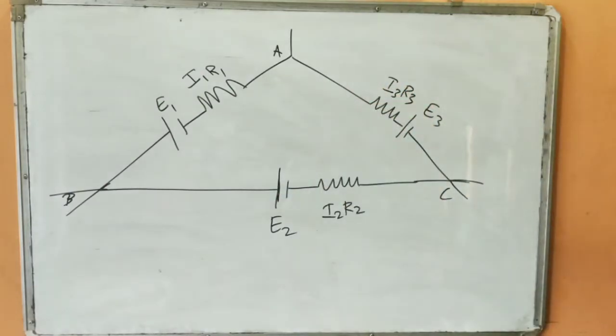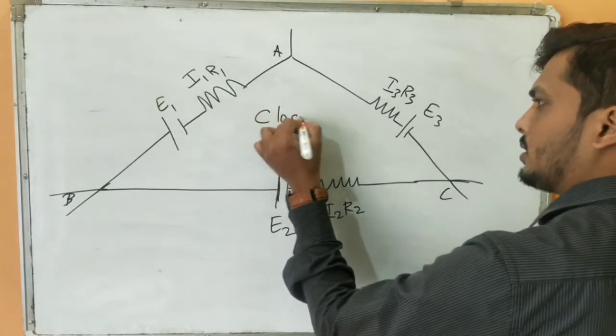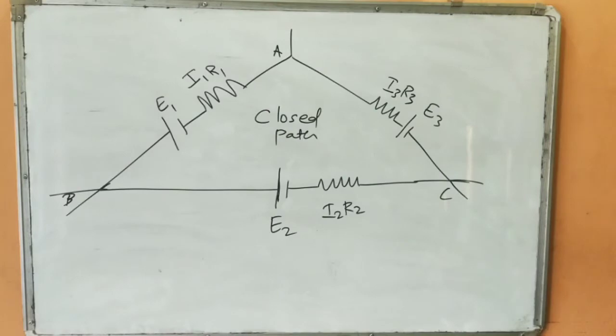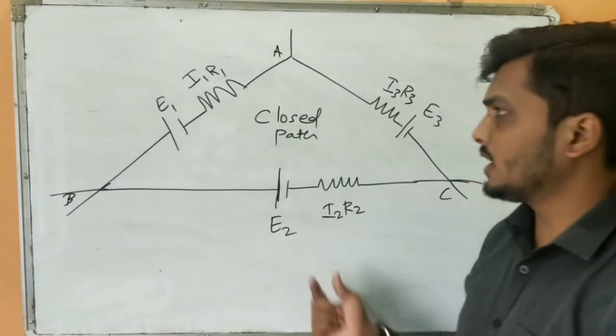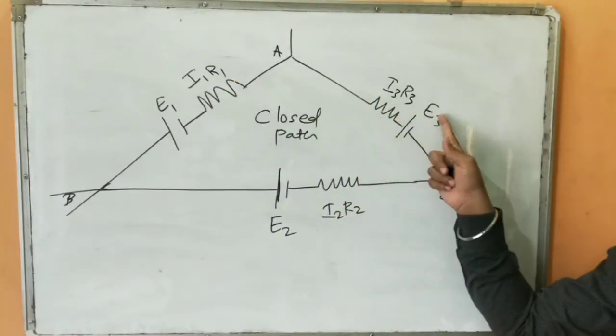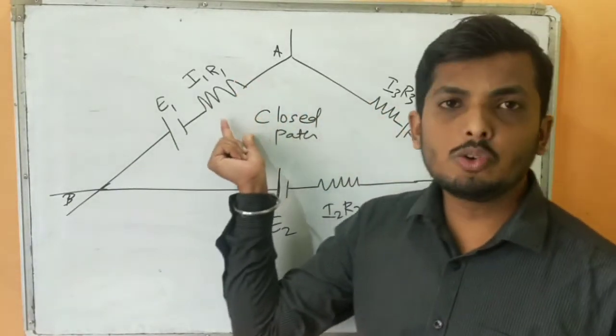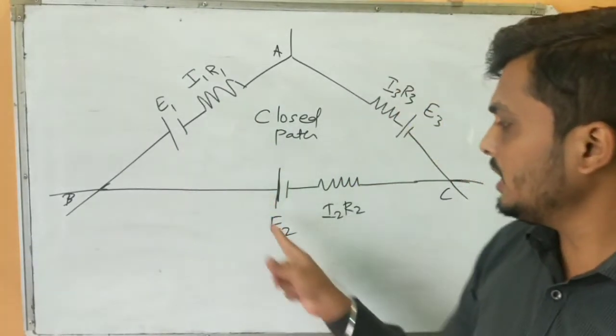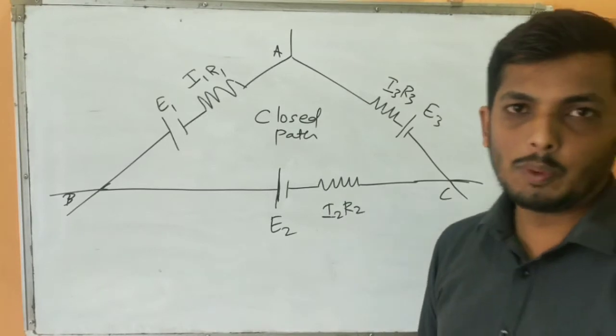Now look here, this is a closed path. It's a closed path having terminals A, B and C. Now I have three conductors here, I1, R1, I2, R2, I3, R3, and these individual conductors have their own cells which will provide EMF E1, E2 and E3 respectively.